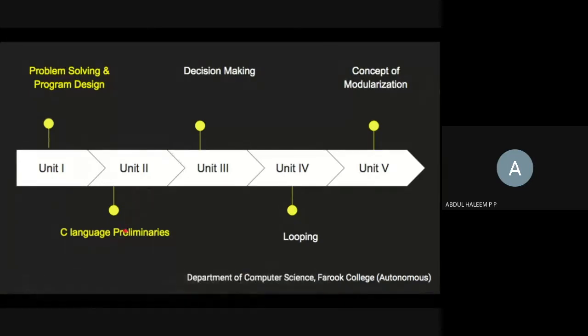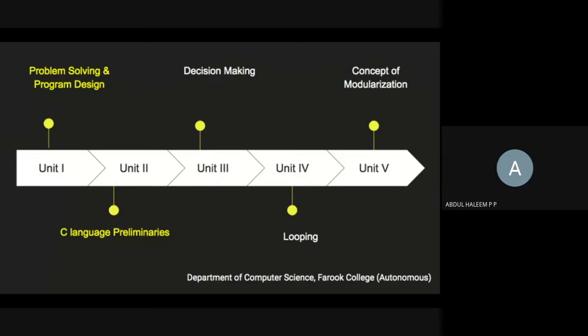Unit 2 is about language preliminaries. Once you know how to design a solution, the solution will have to be implemented in the laboratory. For this, we need a tool. In this course, C language has been chosen as the vehicle for that. So just the preliminaries of C language will be discussed in unit 2. Our aim will not be to teach C, but to relook into the problem solving capabilities that we have learned throughout our UG days.